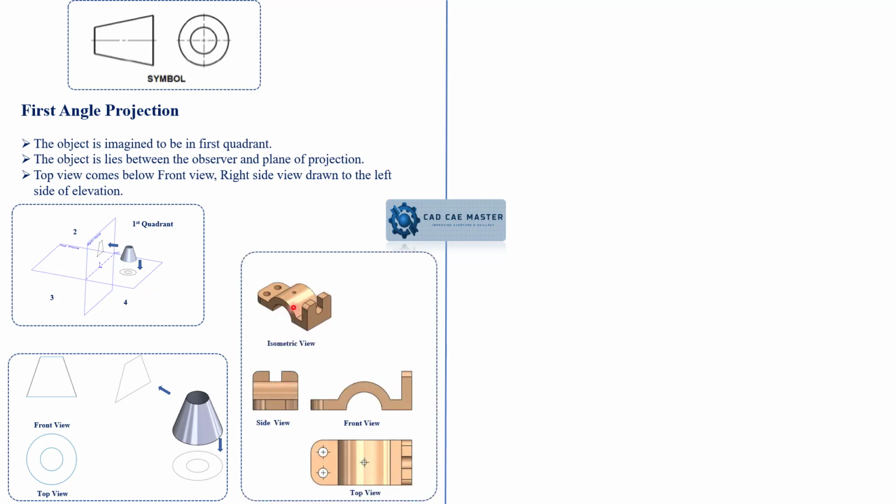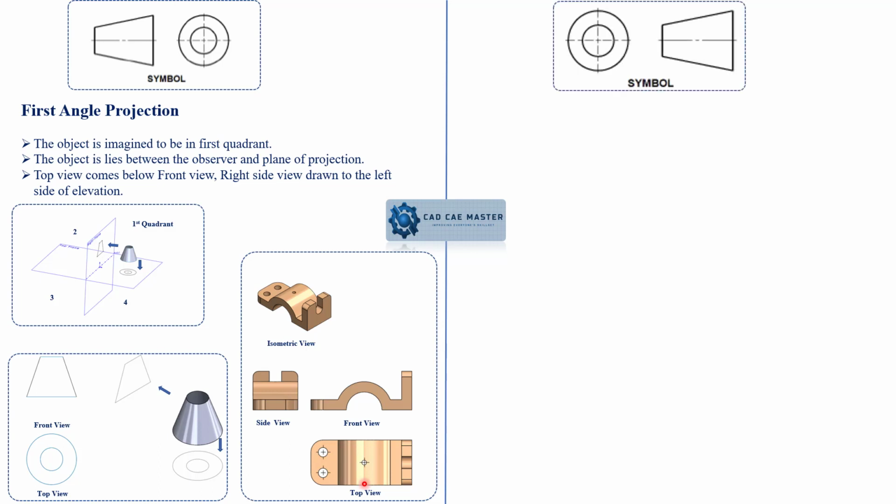This is the isometric view. If you are going to represent the first angle projection, front view should be the first one, and then towards your left side you should have the right view, and just below this you should have the top view. In short, front view first, bottom, top view. I hope it's clear.